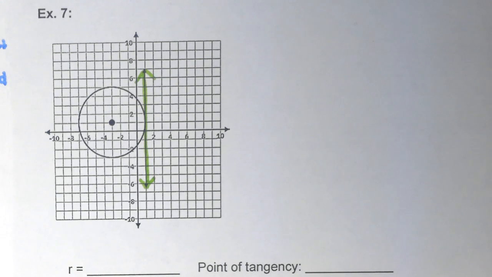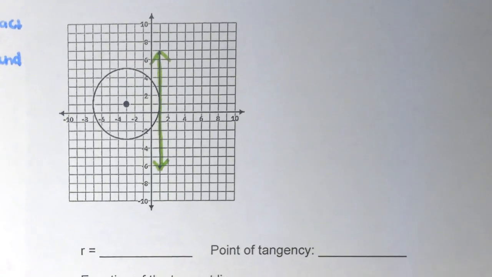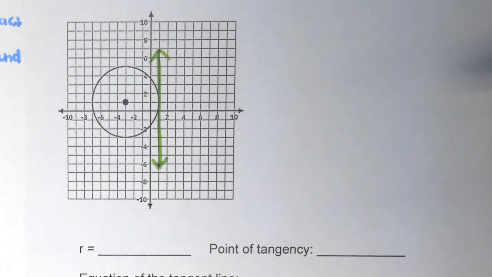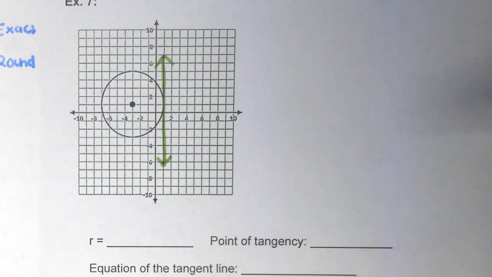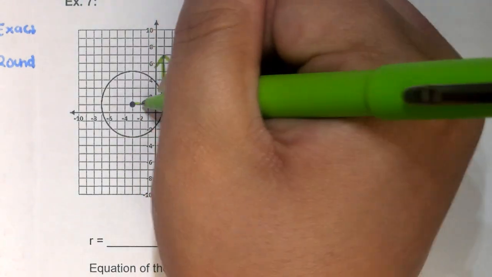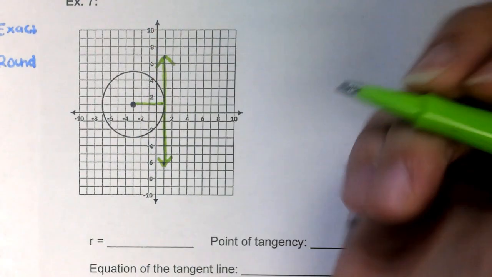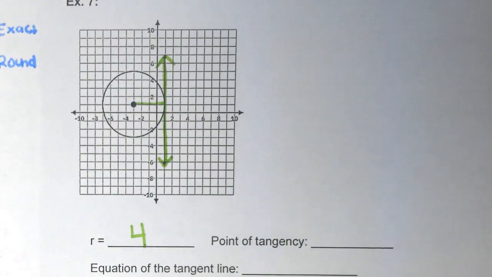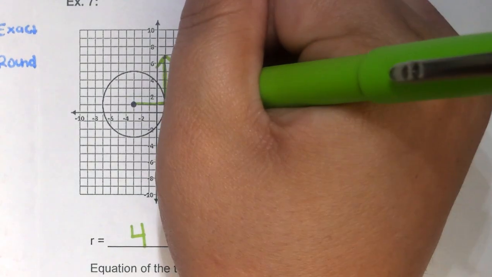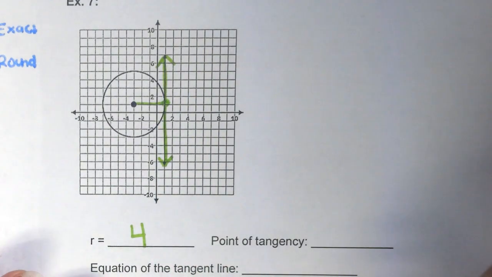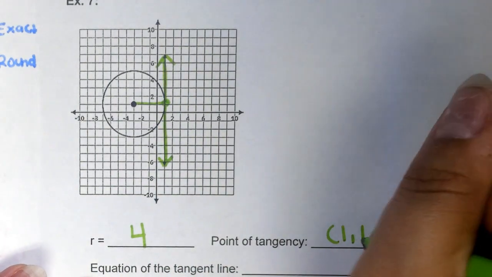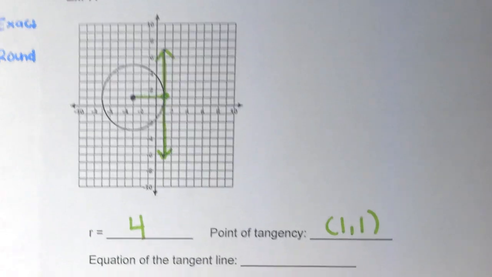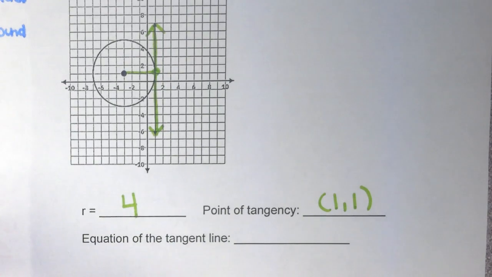Okay. How do I find the R of this circle? What's R stand for? How do you find the radius of the circle? Literally count. 1, 2, 3, 4. It's a graph. Count it. What is the point of tangency? 1. Do y'all agree that line intersects my circle at 1, 1? Y'all, if I'm asking for a point, you need parentheses. It's a coordinate. Okay. Equation of the tangent line.